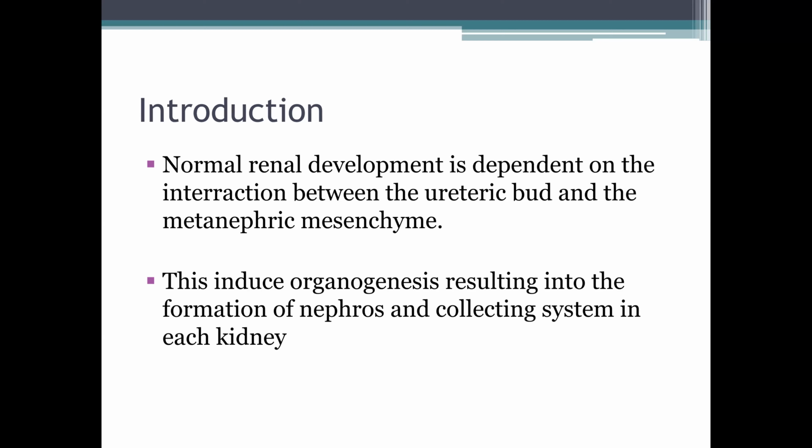In the introduction, we are saying the normal renal development is dependent on the interaction between the ureteric bud and the metanephric mesenchyme. And we are saying that these two help each other, that if one does not develop, the other also doesn't develop. And we shall see how important that is later on. And this induces organogenesis, resulting in the formation of the nephrons and the collecting system in each kidney.